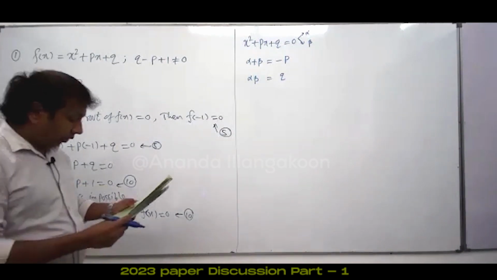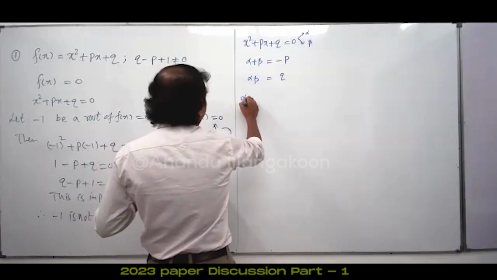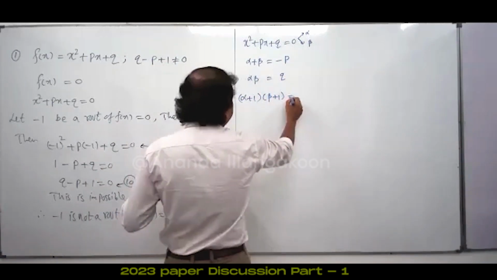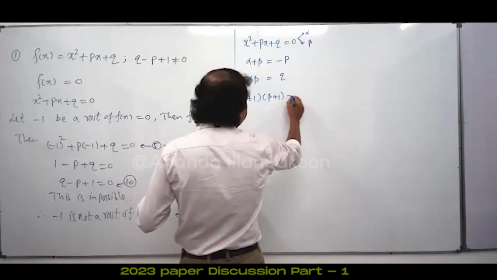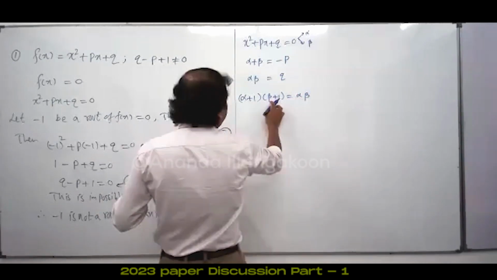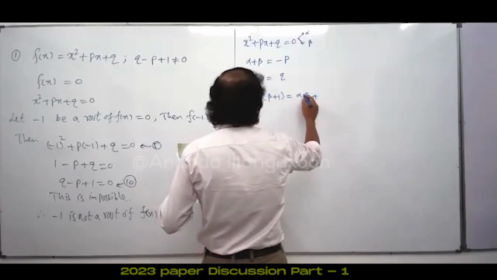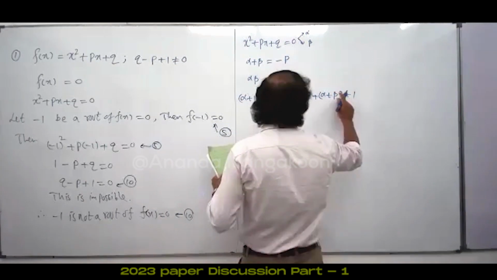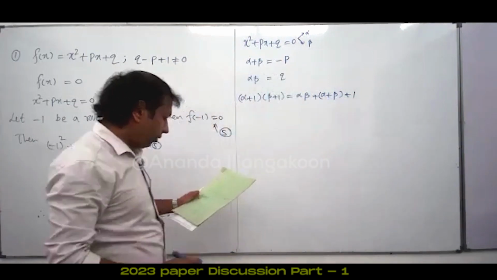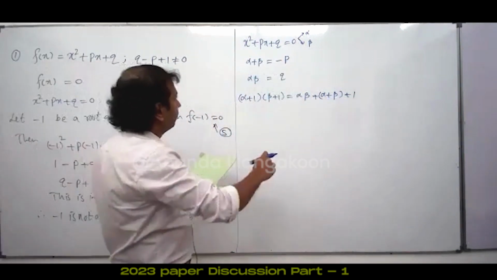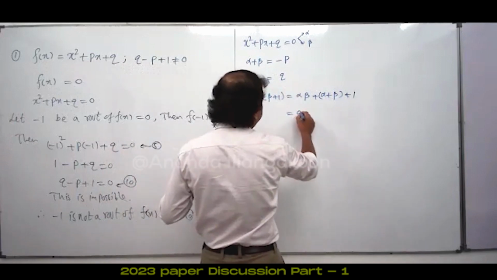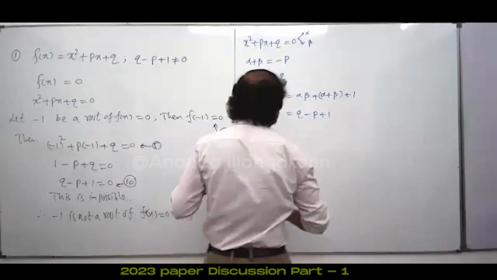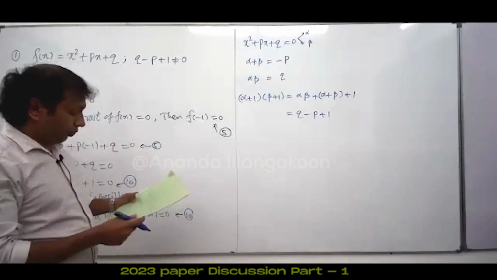Then we can write (alpha plus 1)(beta plus 1) equals alpha beta plus alpha plus beta plus 1. This way we can write that. Then you can substitute: alpha beta is q, alpha plus beta is minus p, plus 1. This is (alpha plus 1)(beta plus 1).